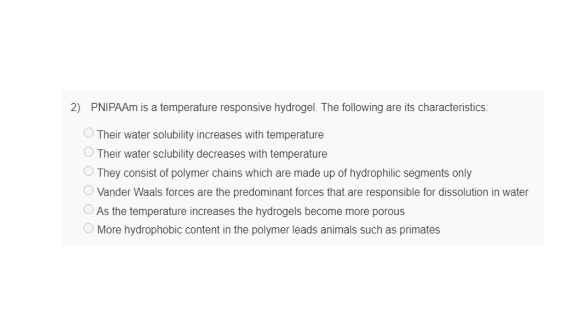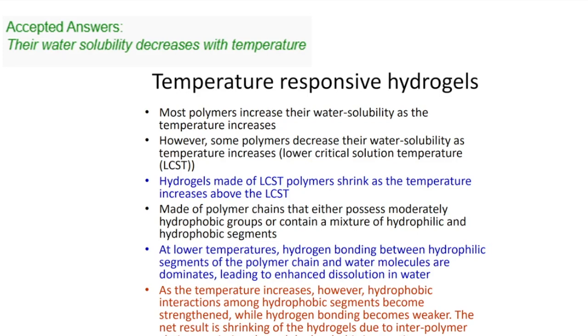Okay, so here the correct answer would be the second option. That is, their water solubility decreases with temperature. So temperature responsive hydrogels are basically made up of polymers that increase or decrease their water solubility as the temperature increases. Some polymers decrease their water solubility as temperature increases. This temperature is the lower critical solution temperature, and these hydrogels made up of LCST polymers shrink as the temperature increases above the LCST.